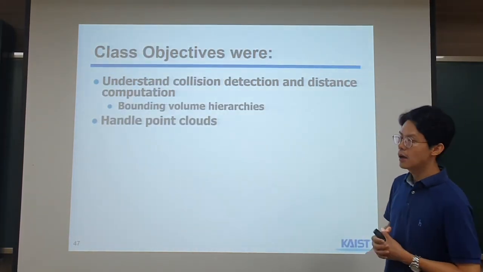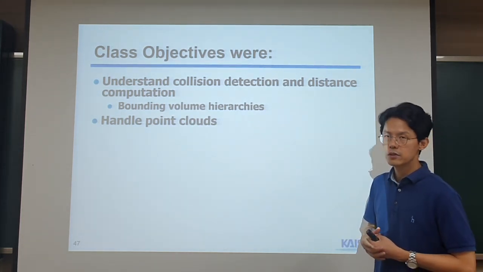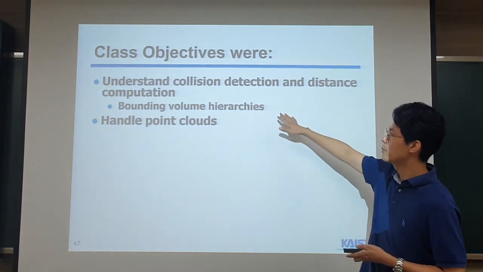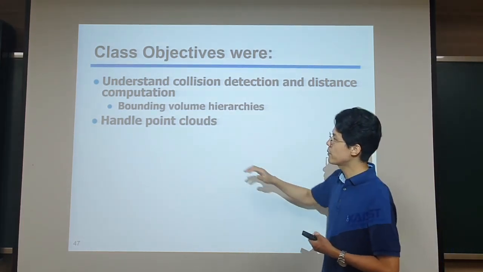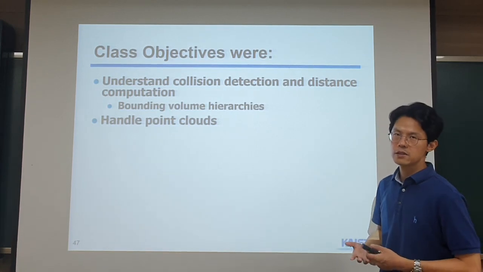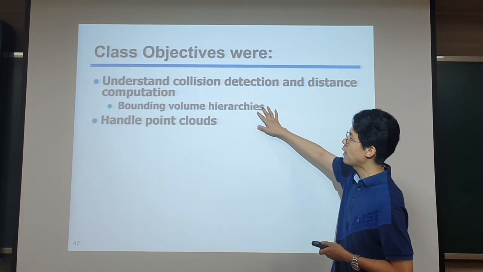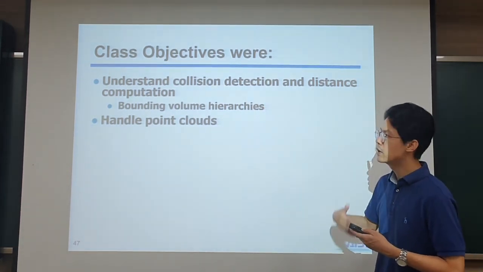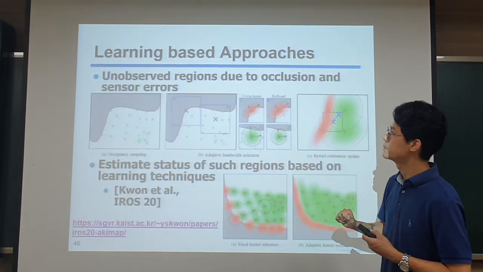But anyway, I hope you can understand that collision detection and distance computations are very commonly used in many applications, including motion planning, and we commonly use the bounding volume hierarchy. Also, recently, to handle sensor data that provides a lot of point clouds, we can use a simpler representation like a grid or an octree. You can treat the octree as a type of bounding volume hierarchy, and based on that information, we can do the other collision detections.